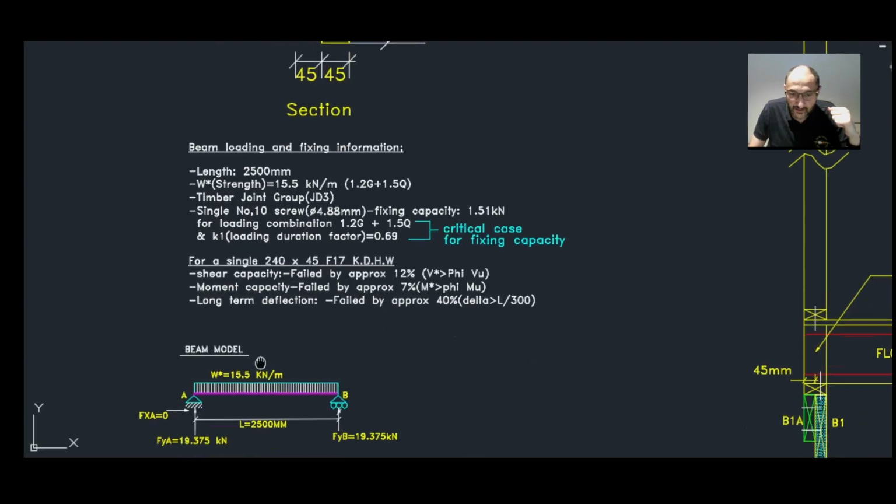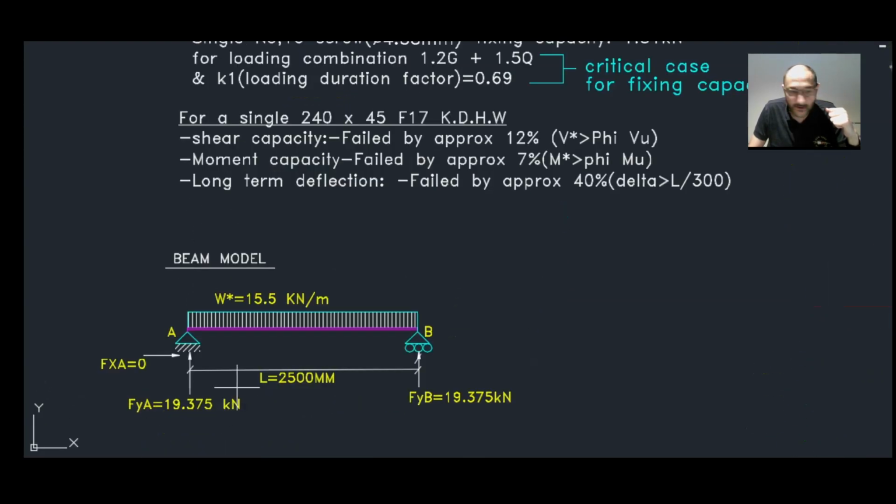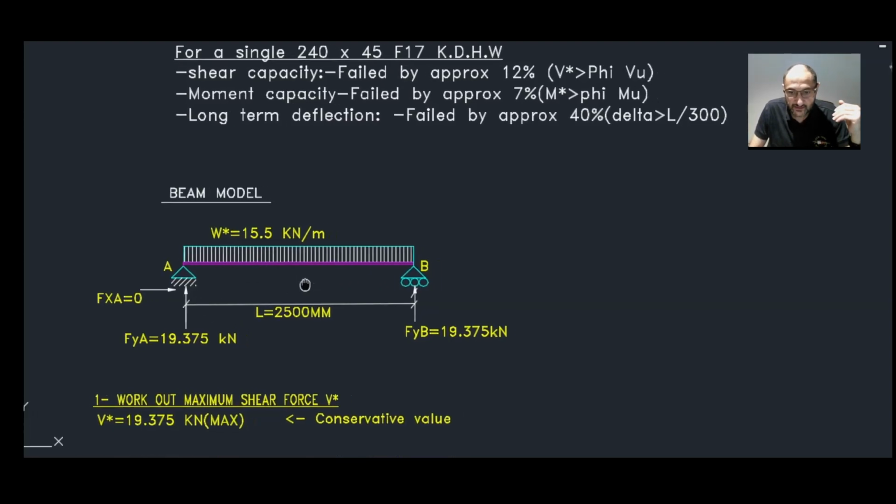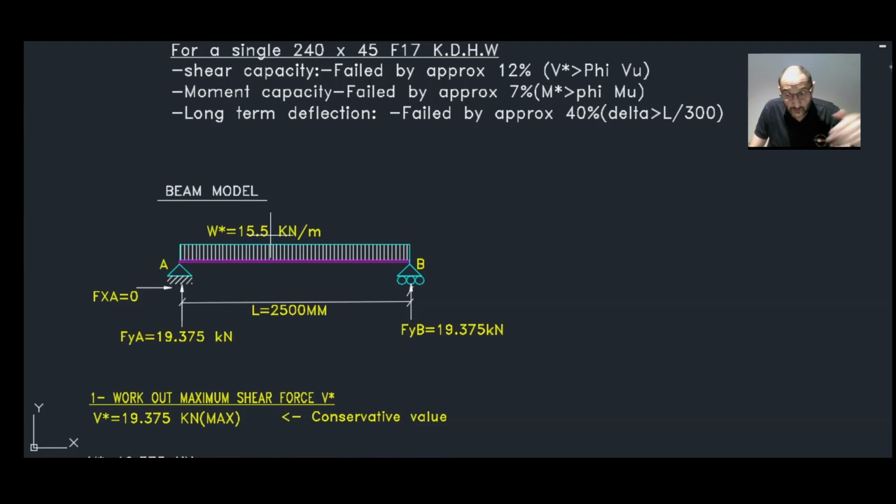So yeah, now let's have a look at the beam model. We have a 15.5 kilonewton per meter, and that's a factored UDL on the beam. We could have also taken this beam model with a series of point loads from the joists and from the upper wall loads, but I thought I'd simplify this problem and just take everything as a UDL load.